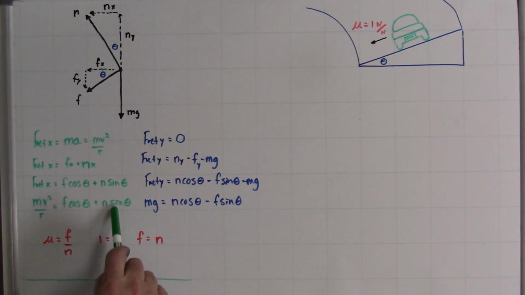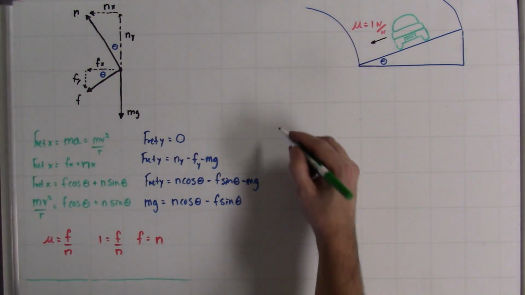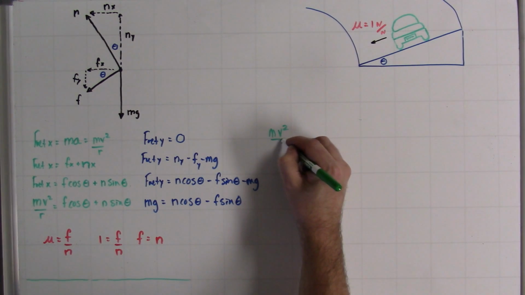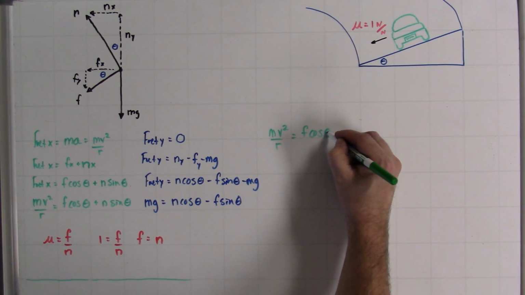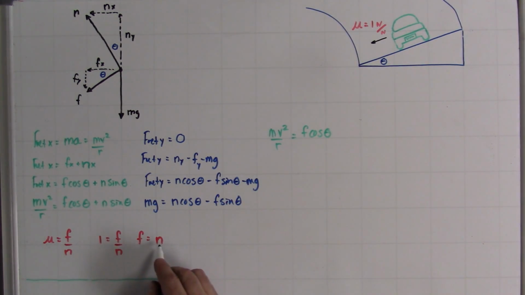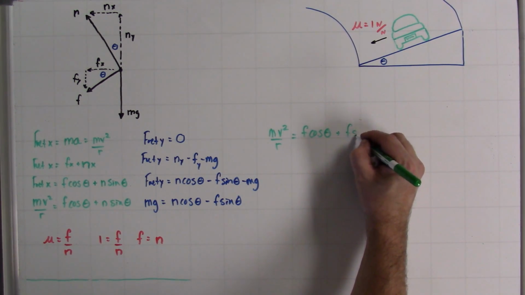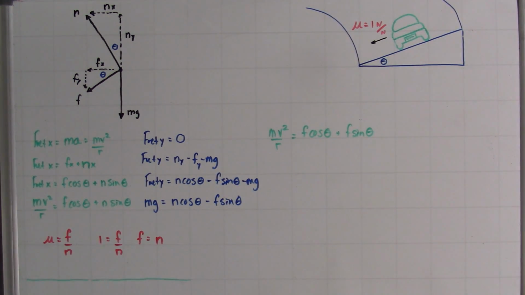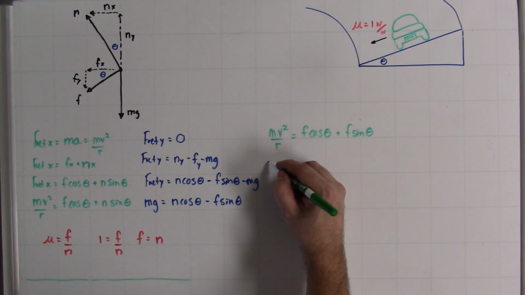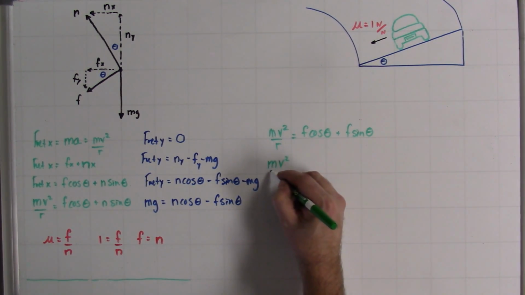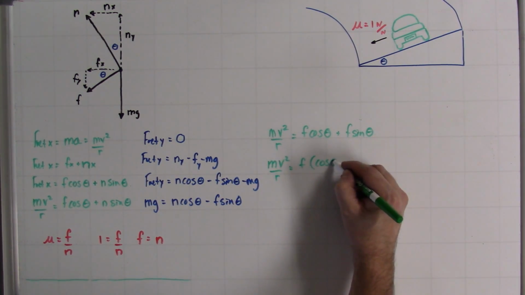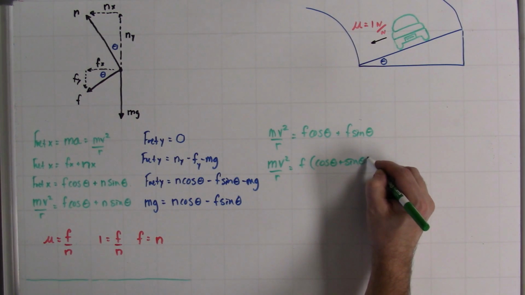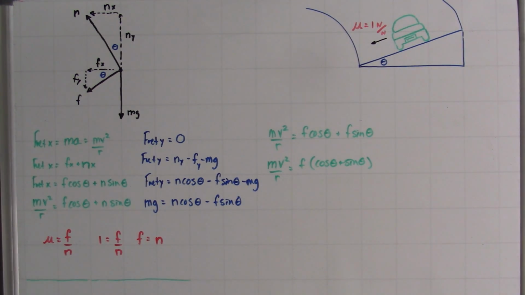So let's take this one and move up here. So I end up with mv squared over r is equal to f cosine theta. Now it's plus n sine theta, but if the f is equal to the n, I can say that's plus f sine theta. And if I factor out my f, I have f times cosine theta plus sine theta. This is looking a little complicated. Maybe it'll simplify in the end.